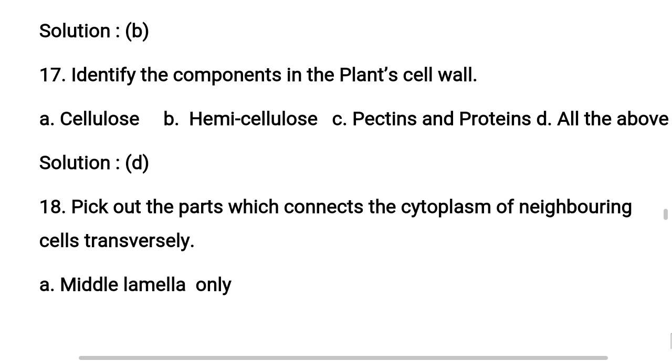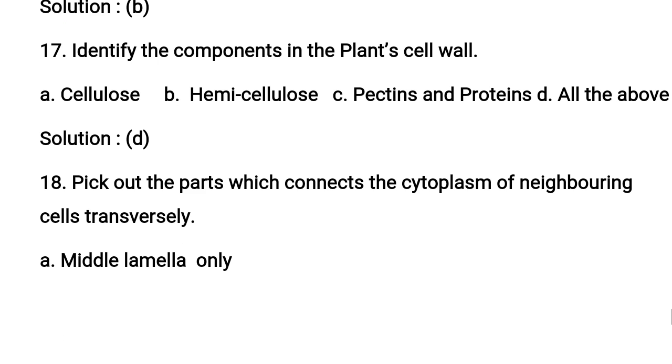Next, 17th question. Identify the components in the plant's cell wall. Generally, plant cells have one specific nature. The cell wall is a non-living rigid structure. The cell wall forms an outer covering of the plasma membrane in many fungi and plants. But in the given question they asked about one important characteristic, the components of the cell wall. Option A, cellulose. Option B, hemicellulose. Option C, pectins and proteins. Option D, all of the above. The correct option for this question is option D, all of the above.